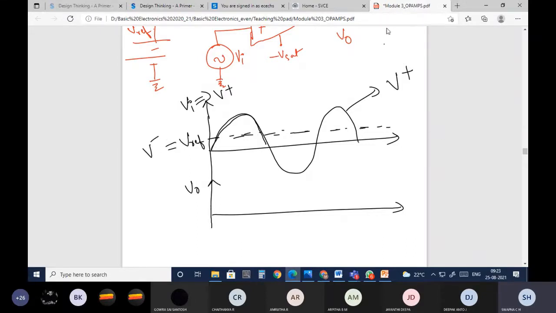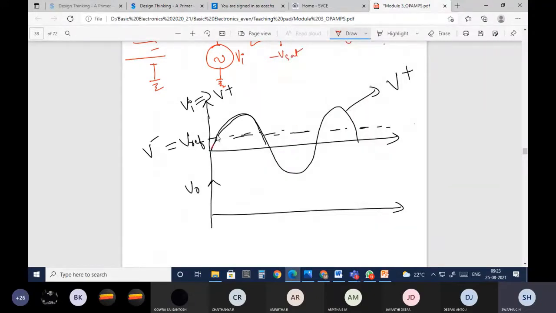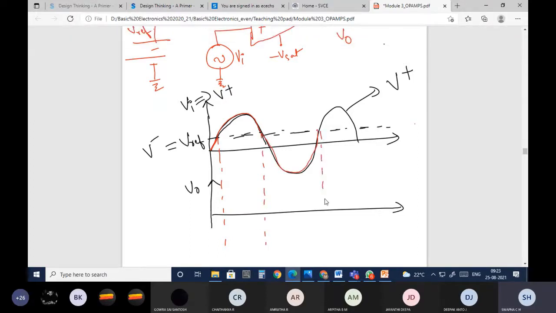So again I need to plot the output waveform here. From here to here, below the line, this is the waveform, so I need to check the output. Again, above the line, from here to here, I need to check what the output will be. Again, below the line, from here to here, I need to check the output. Again, from here to here, I need to check the output. Okay, so first it can be either plus V saturation or minus V saturation.